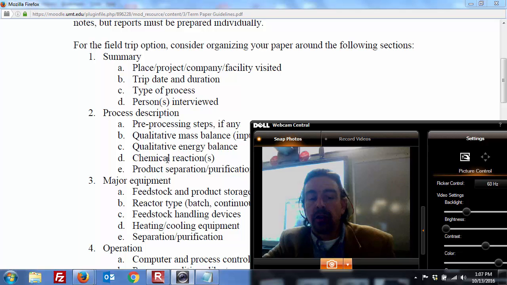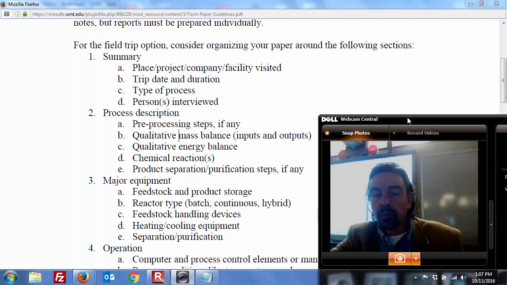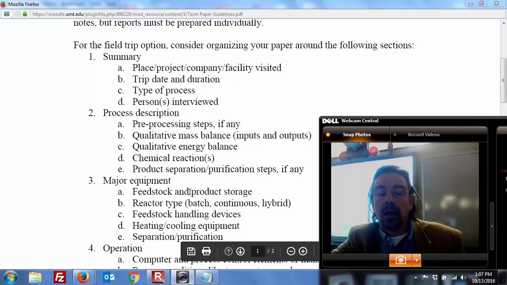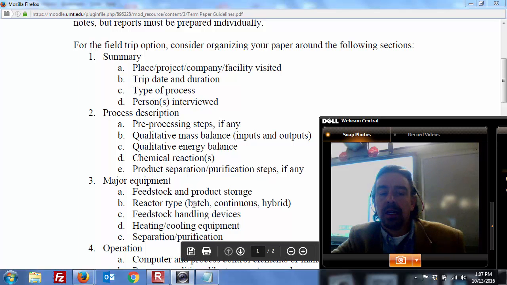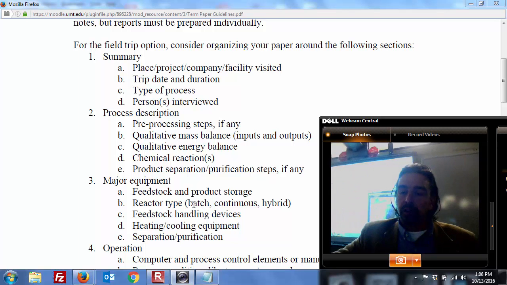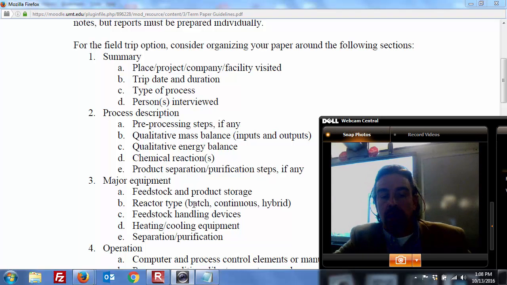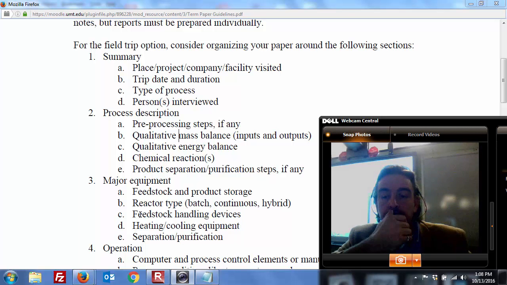And then, of course, there's going to be some kind of product separation and purification, more than likely. If they're there, you need to describe what those are. Let us know what the feedstocks are, what's actually going in, and how they're being stored. Let us know if it's a batch process, where one batch goes in, is cooked and is done, or if it's a continuous feed, with some material streams coming in and something else coming out, or some hybrid. Feedstock handling devices: are there augers, screws, conveyor belts, what have you.